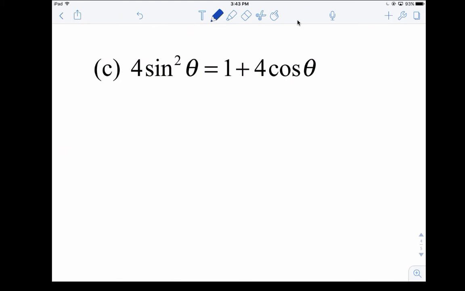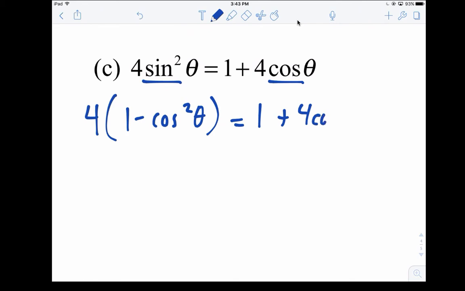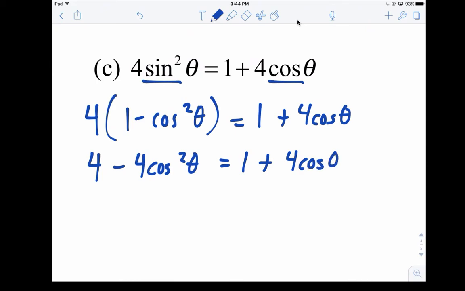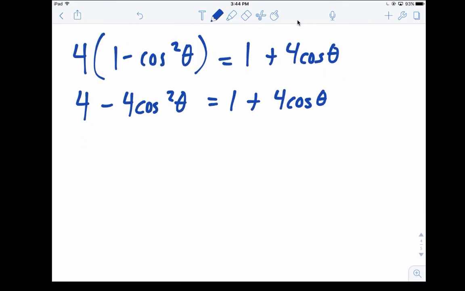Okay, for the next one, I see that I have a cosine term and a sine squared term. Right? So because I don't have the same function across the board, what I want to try and do is change that. Okay, so I can't really do anything with the cosine, but I can change sine squared in terms of cosine. So make that 1 minus cosine squared. Right? Use your identity in order to do that. All right, so by doing that, it's going to give you 4 minus 4 cosine squared is equal to 1 plus 4 cosine.